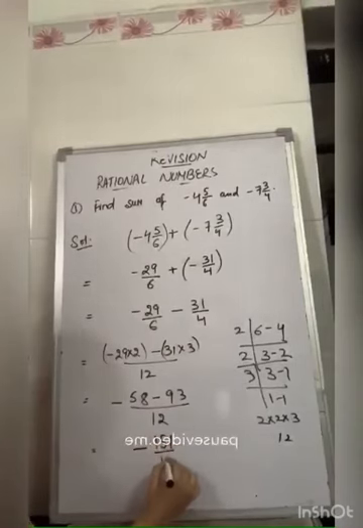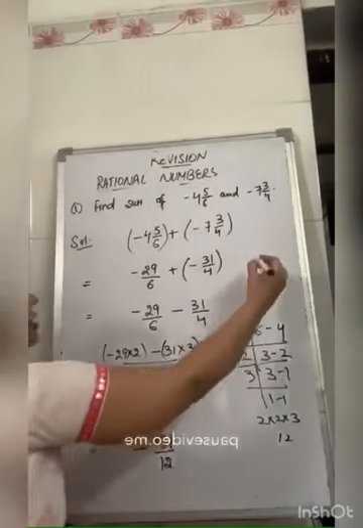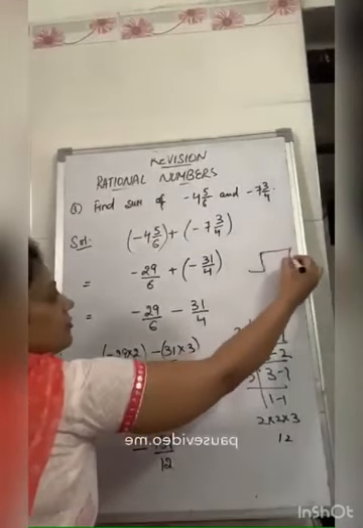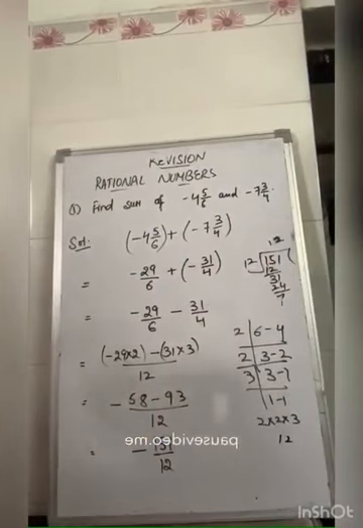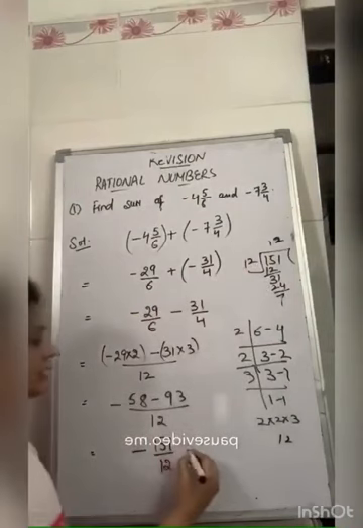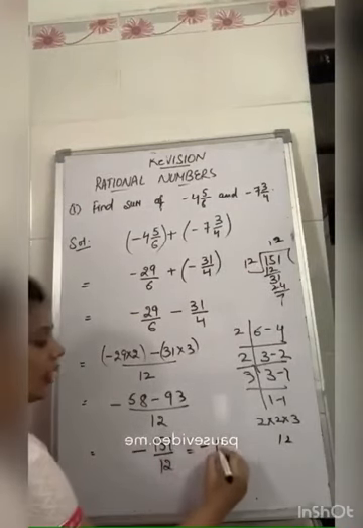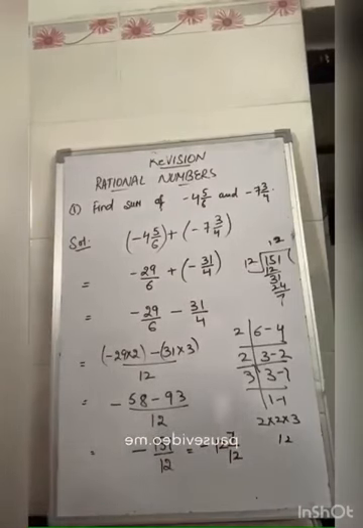Minus 151 over 12. Now in the question we had a mixed fraction, so our answer we will convert into a mixed fraction only. When we divide minus 151 by 12, we get minus 12 7 by 12. This is our answer. So this was question number 1 of the assignment of rational numbers. Now see the next question.